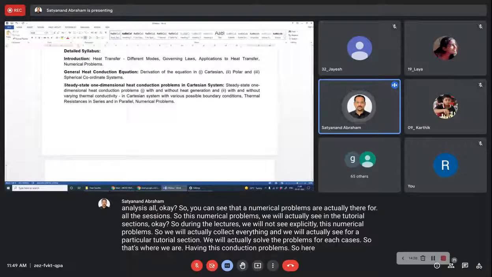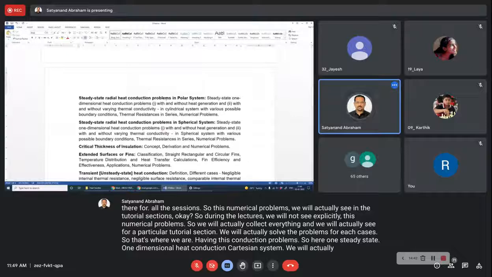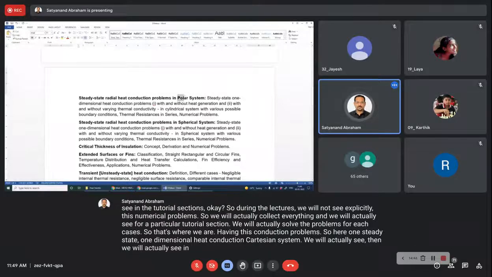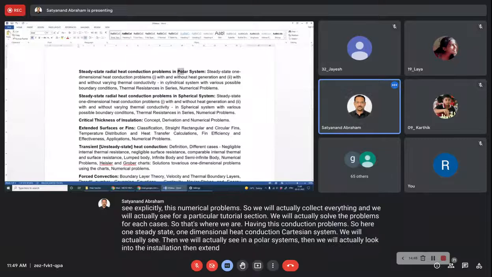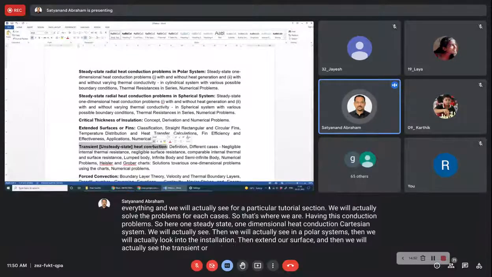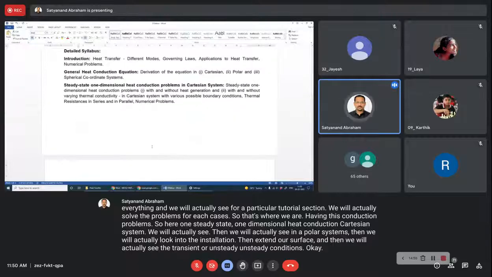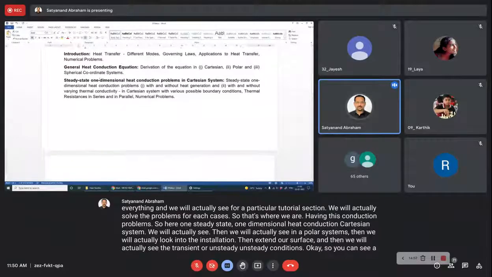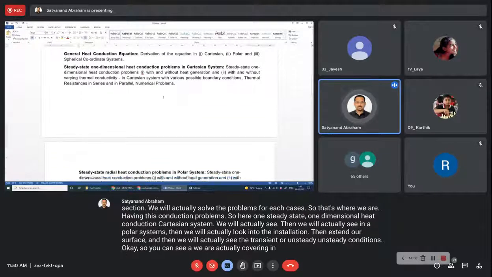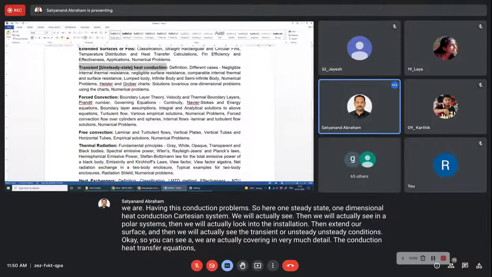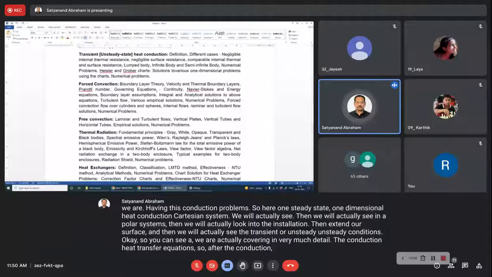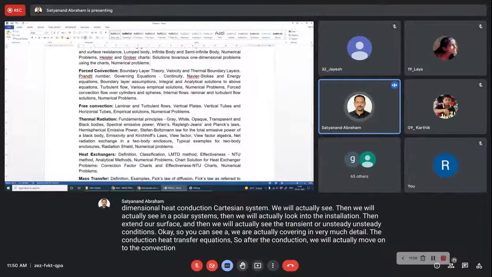So here, first we will see steady state one-dimensional heat conduction in the Cartesian system. Then we will see polar systems. Then we will look into insulation, then extended surfaces, and then we will see the transient or unsteady condition. Okay, so you can see we are covering the conduction heat transfer equations in much detail. After the conduction, we will move on to the convection cases.